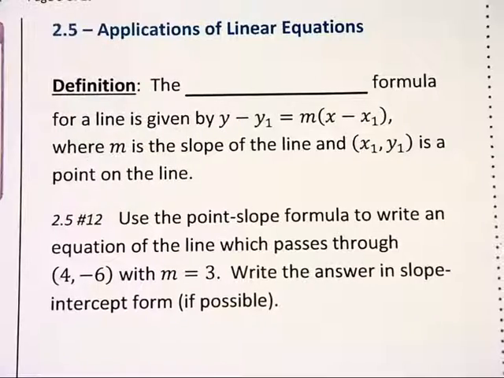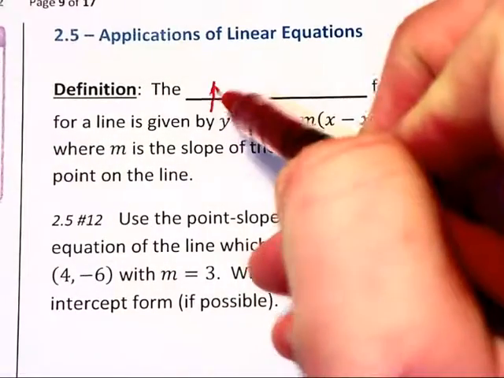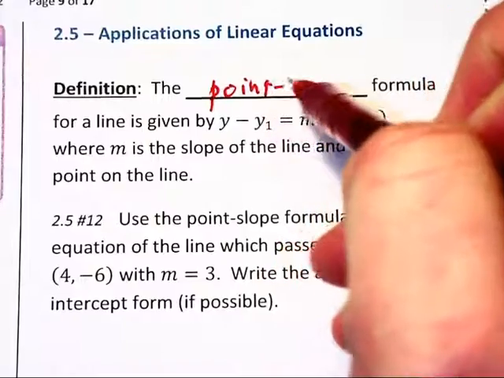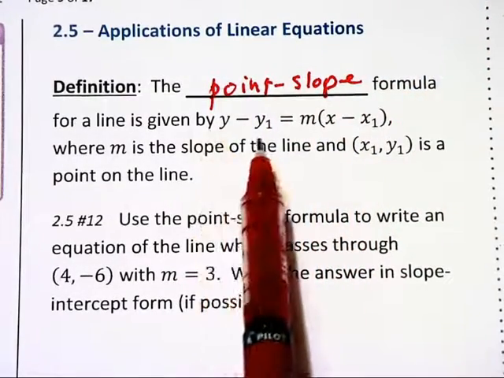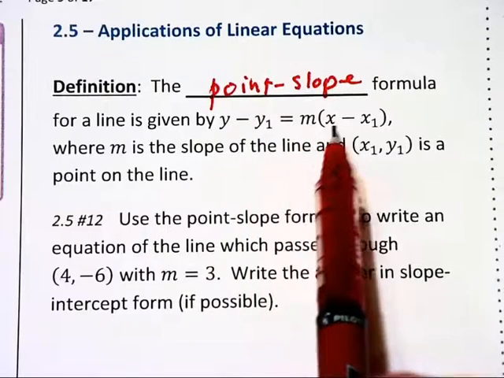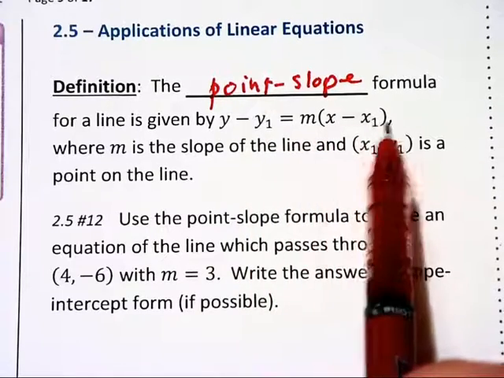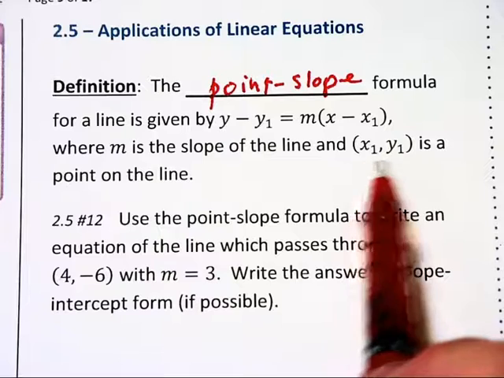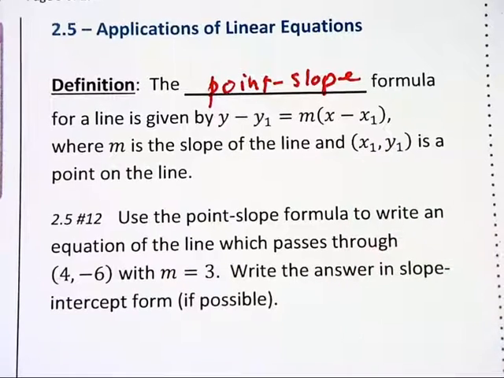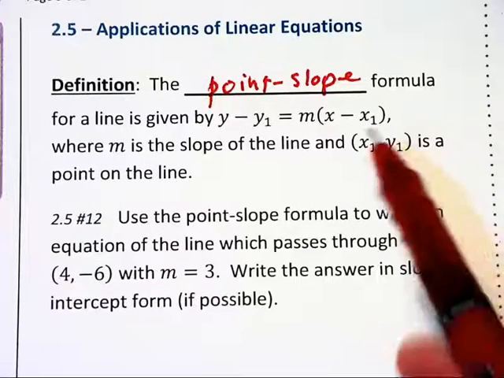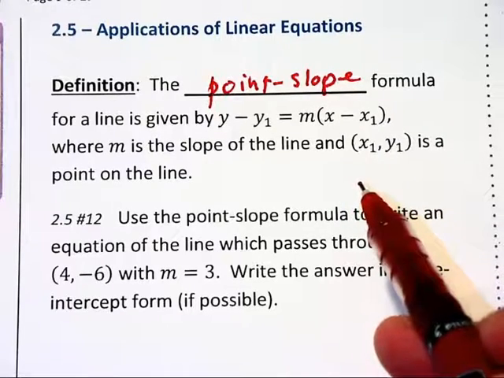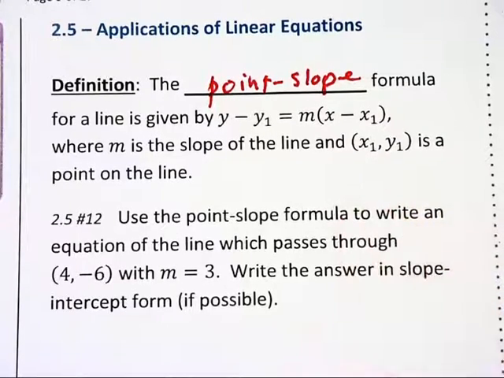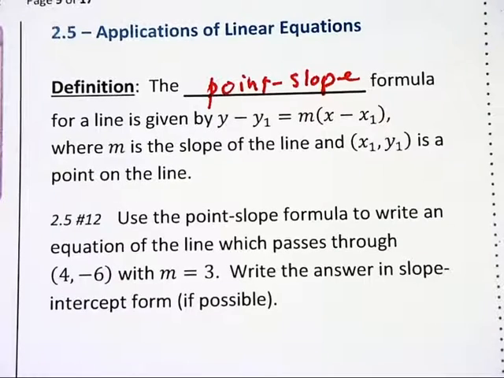We now have another definition. The point-slope formula is what you have right here: y minus y1 equals m times the quantity x minus x1. M is the slope and (x1, y1) is a point on the line. This is very useful whenever you need to find the equation of a line and you are given various clues, as we're going to see in these next few examples.